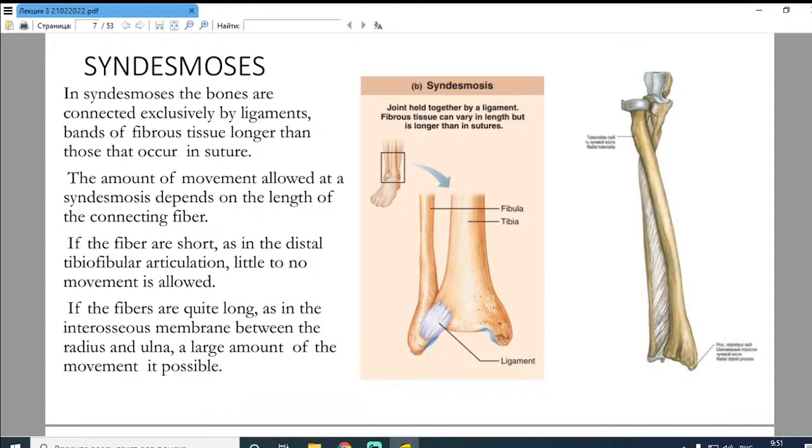If the fibers are quite long, as in the interosseous membrane between radius and ulna, a large amount of movement is possible. It is, for example, syndesmosis. Tibiofibular articulation, interosseous membrane, interosseous membrane.